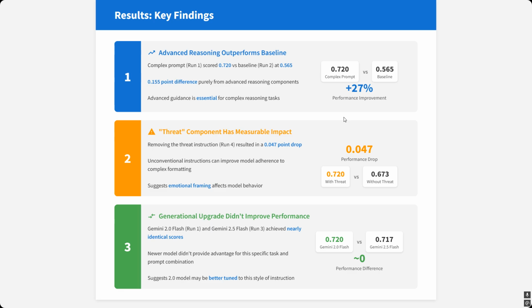So those are the takeaways. First of all, there is the uplift from the complex prompt, which is a good thing, and the performance drop because of the threat removal. And finally, there is almost no difference between the 2.0 and 2.5 Flash models.